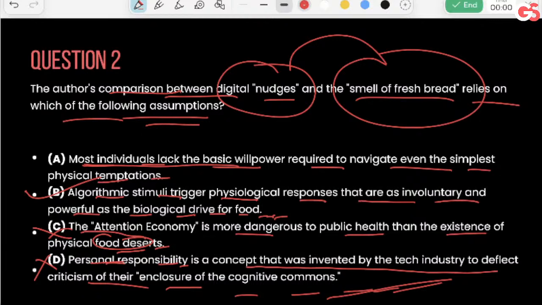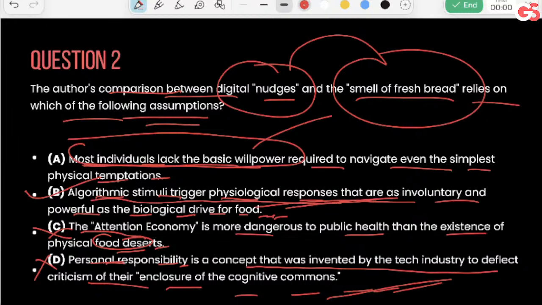As I told you a while ago, when I was explaining to the whole class in the first half hour, if everything seems right, we will choose the one that is logical, within the logical boundaries of the passage. Got it? So most individuals lack willpower, that is not as logical as the algorithmic stimuli trigger physiological responses. So we'll go for B. Is that clear, everyone? Tell me in the comments.